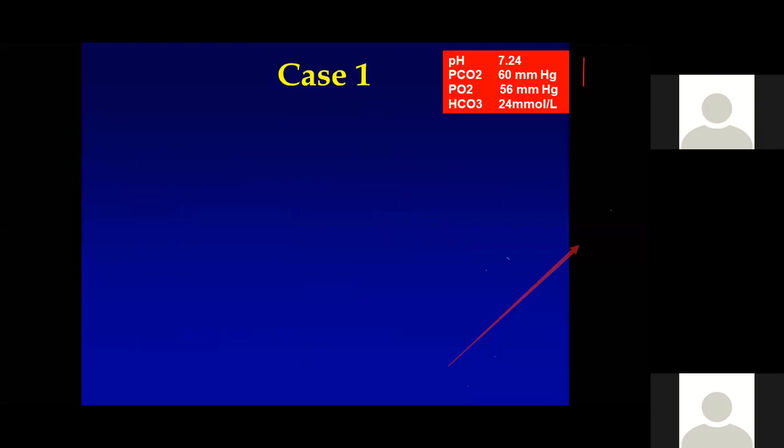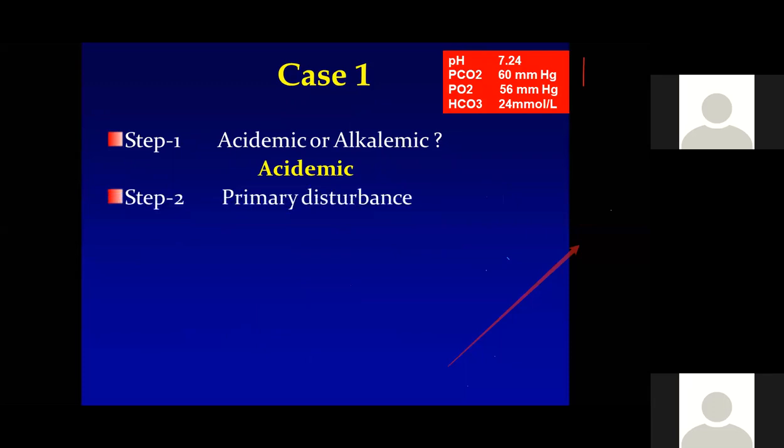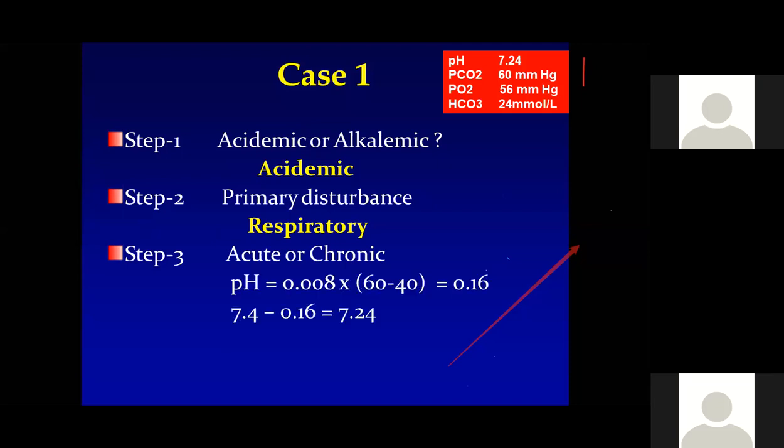So what is your diagnosis? Acidemic. Very good. So step 1 is acidemia. So what type of primary disturbance is it? Respiratory. Very good. So it is the respiratory system which is involved. Now what we have to look for is whether it is because of acute illness or chronic illness. So we'll apply the formula and see whether it is acute or chronic.